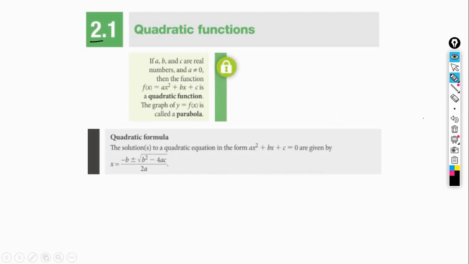So we start with section 2.1, quadratic functions. If a, b, and c are real numbers and a doesn't equal 0, then the function f of x equals ax squared plus bx plus c is a quadratic function. The graph of y equals f of x is called a parabola. And down here we have the quadratic formula with which most of you, I am sure, are familiar. So the solutions to a quadratic equation in the form ax squared plus bx plus c equals 0 are given by this formula, also known as the quadratic formula.